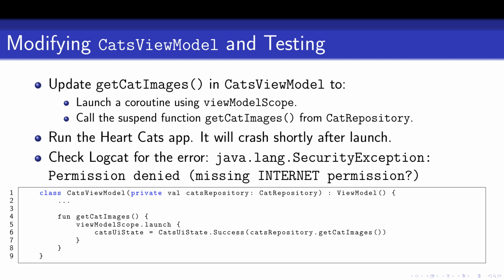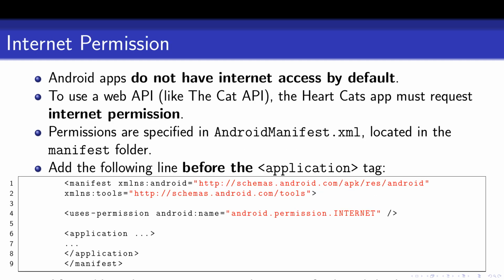Now that the service is wired up, we modify CatsViewModel to use it. The getCatImages function launches a coroutine and calls the repository. However, running the app at this point will cause a crash, because the app doesn't yet have permission to access the internet. This needs to be resolved in the manifest. To fix the crash, open AndroidManifest.xml and add the internet permission before the application tag. This line allows the app to communicate with online services, which is essential for any app that accesses external APIs or resources.